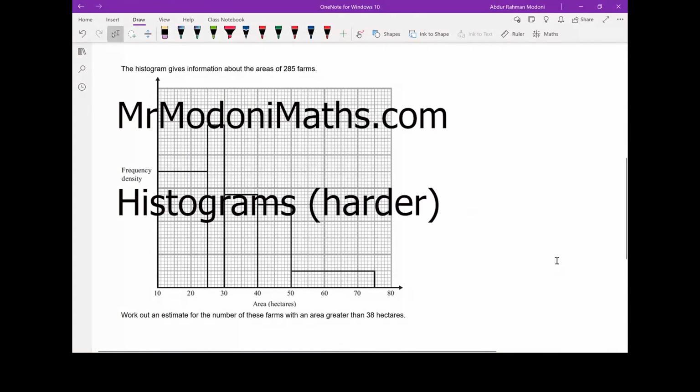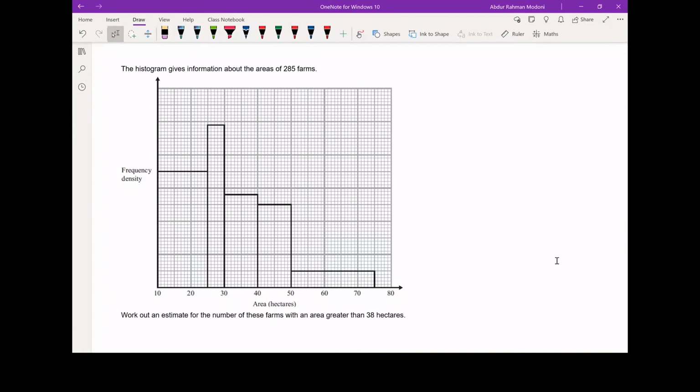So we're going to be looking at histograms, but the harder style questions. Before we go on to the harder style questions, there are a few things that we've got to remember about histograms. When we have histograms, the area inside each bar represents the frequency. It's proportional to the frequency. So the area inside this particular bar is proportional to the frequency. That's really important to understand, and that's how we tackle these harder style questions.